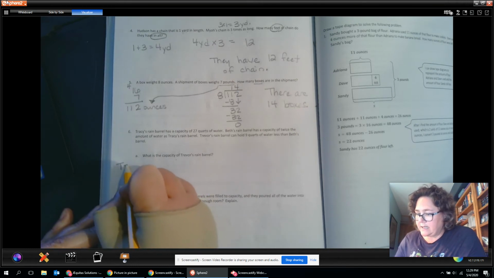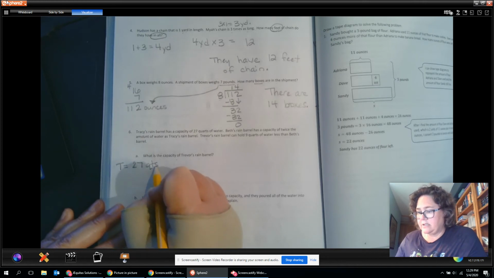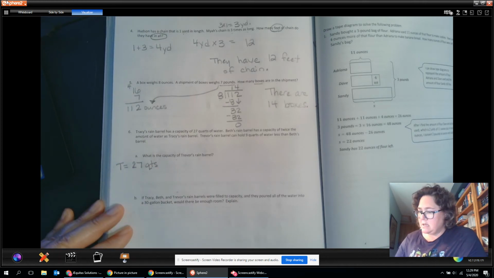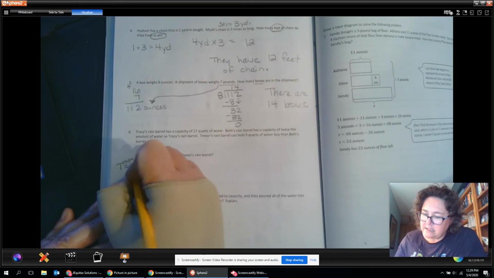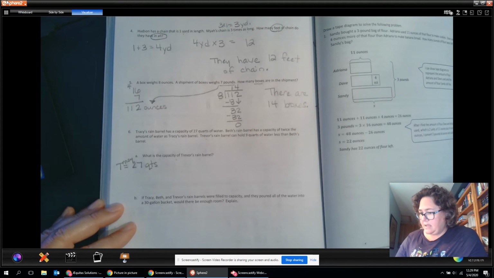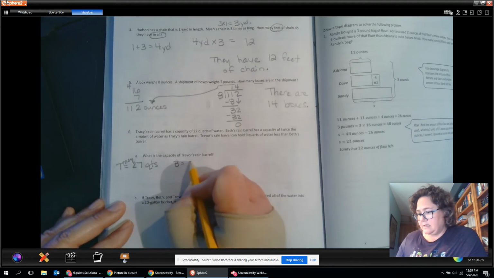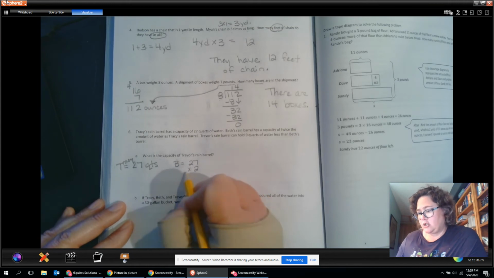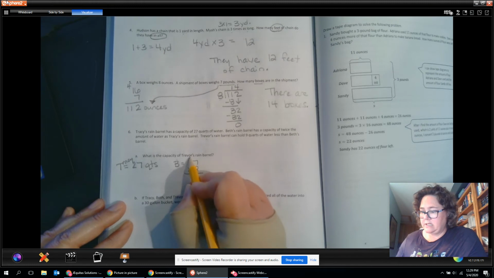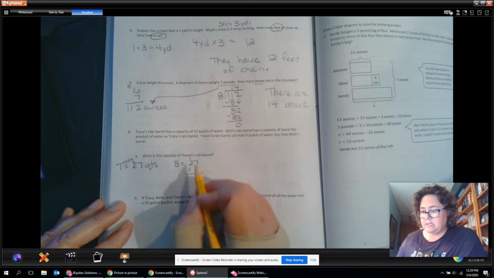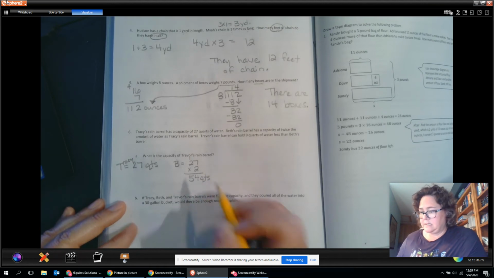Okay, so Tracy is 27 quarts, right? Beth is twice of this. So Beth is going to be 27 times 2 because she's twice as much. So 7 times 2, well, that's 14. Carry the 1. 2 times 2 is 4 plus 1. So that's 54. Again, we're in quarts. Okay.